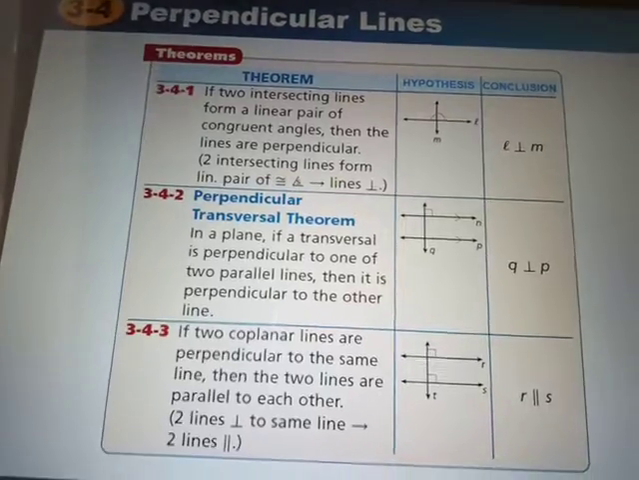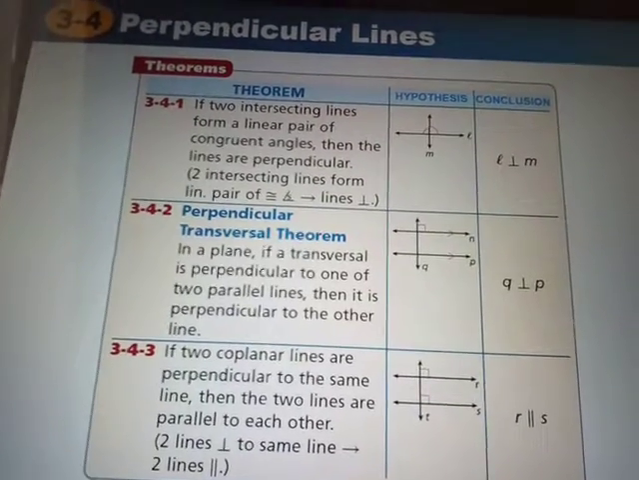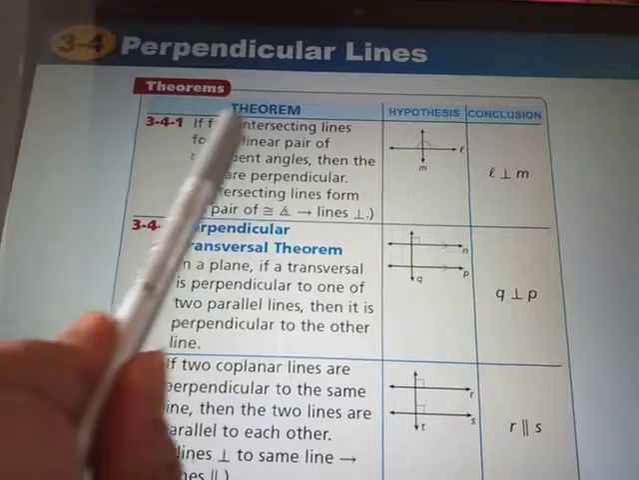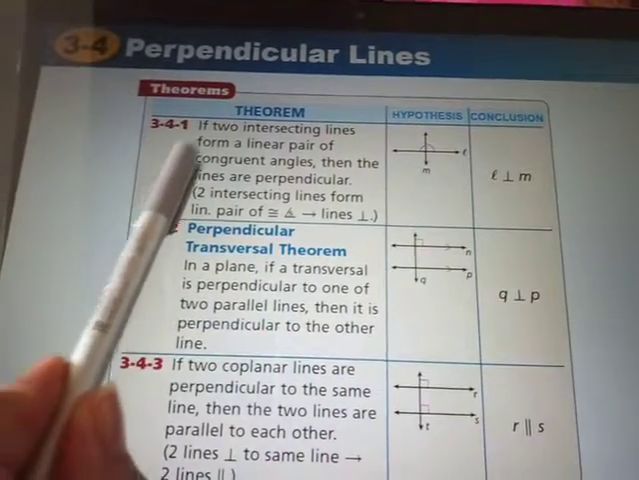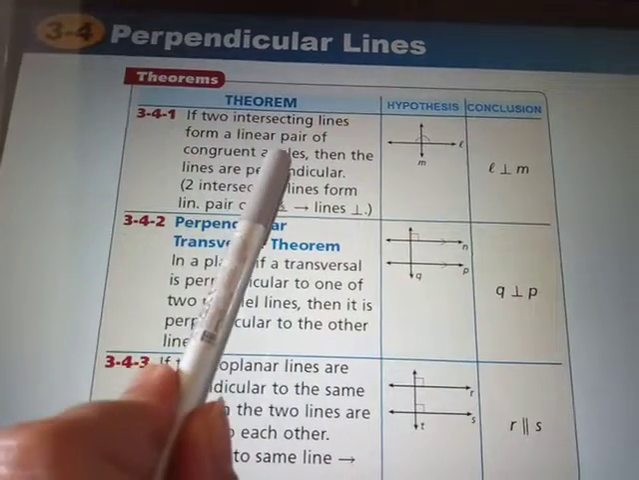This lesson: perpendicular lines, theorems. The first theorem: if two intersecting lines form a linear pair of congruent angles.